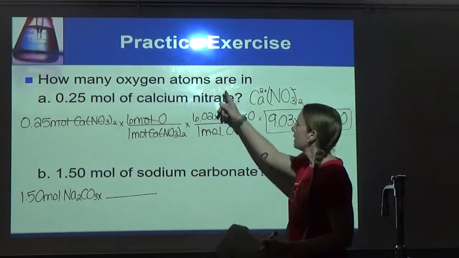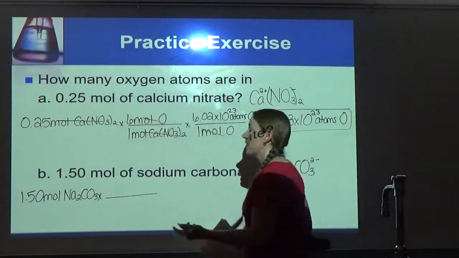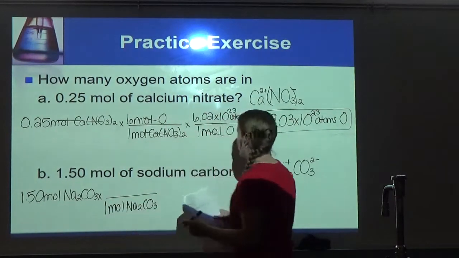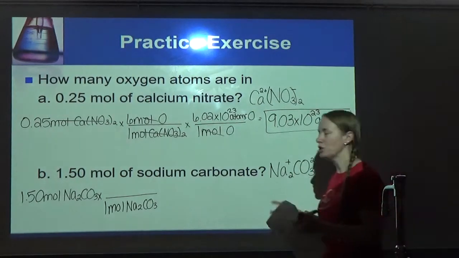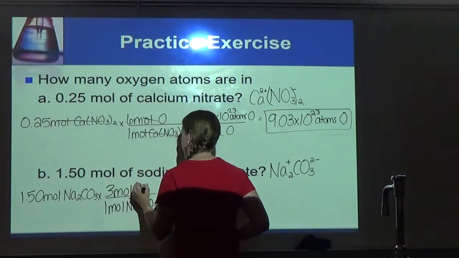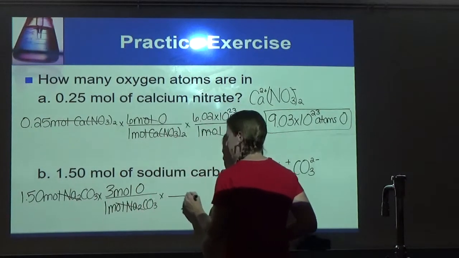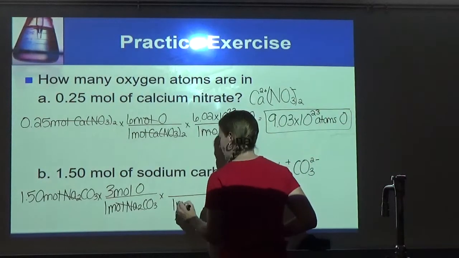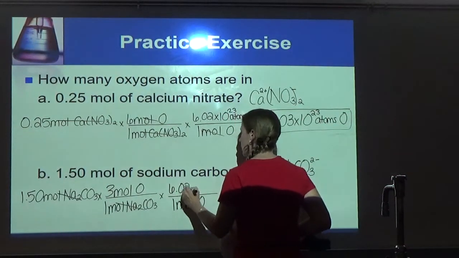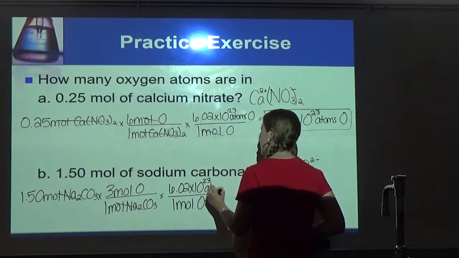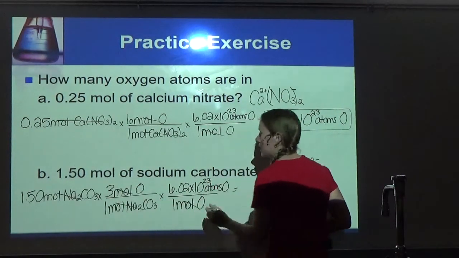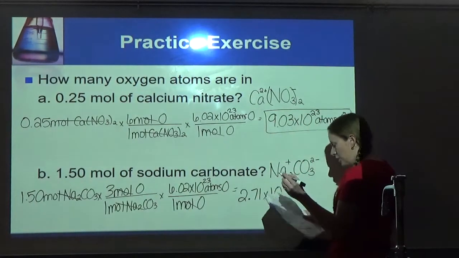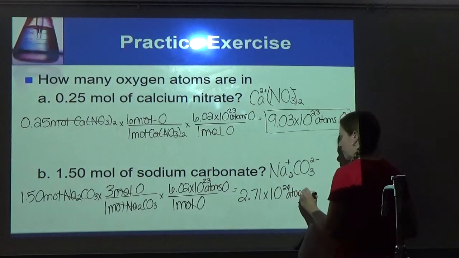So my first step is, remember, I'm trying to get to oxygen, not sodium carbonate. So I can see 1 mole of sodium carbonate is 3 moles of oxygen. Remember, it's using that subscript. Alright, but of course it asks me for atoms, not moles. So I have to do my last step of using Avogadro's number. So 1 mole of oxygen is 6.02 times 10 to the 23 atoms of oxygen. So once I multiply across the top, I end up getting 2.71 times 10 to the 24 atoms of oxygen.